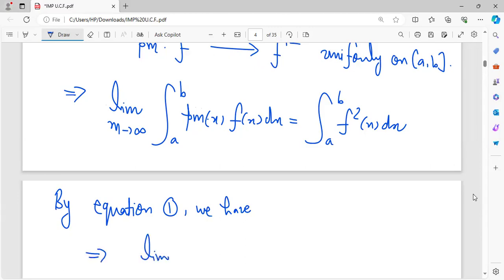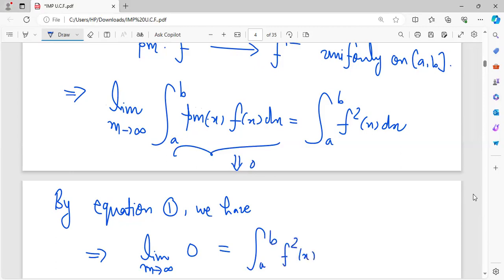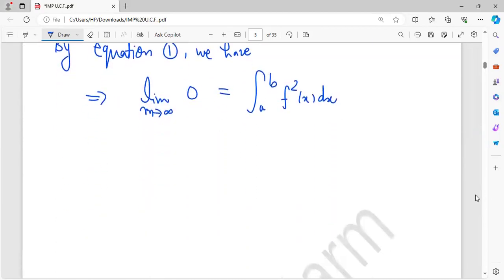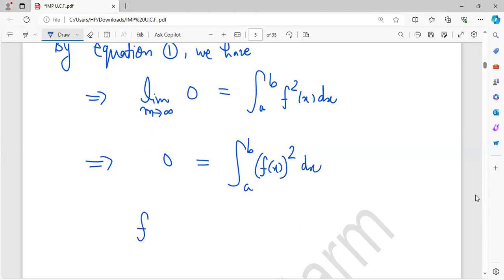So we are taking the limit as m tends to infinity of 0, because this is 0 by equation number 1. So we put 0 here, and the integral from a to b of f square x dx is 0. So I can write this. Now f square x, f square is a continuous function.